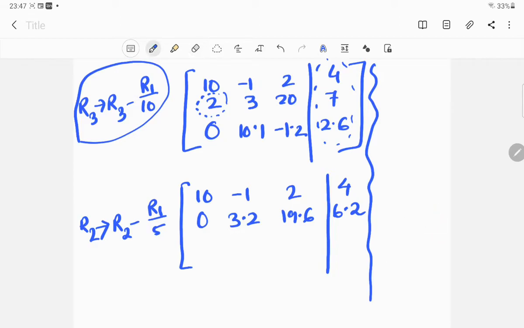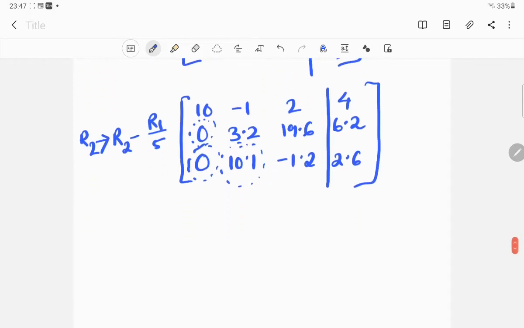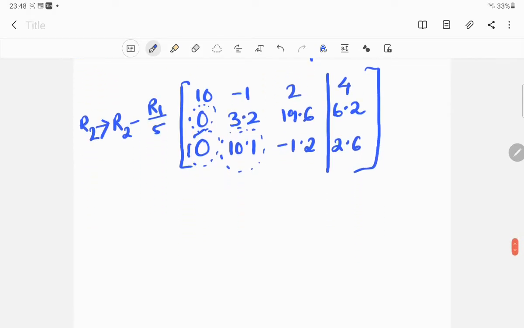Now look at this, this is already 0, this is 10.1, minus 1.2, and this is 2.6. Somehow we are able to make this equal to 0 and this equal to 0. Now our next step is that we want to make this element also equal to 0. So we are going for the next elimination or next pivot.